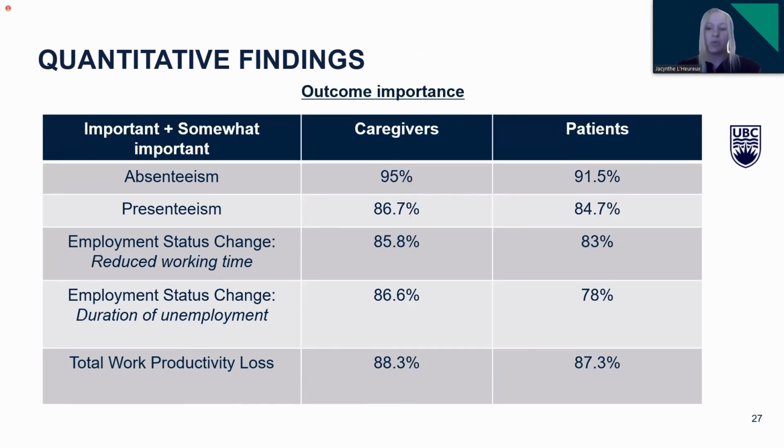Lastly, all work productivity loss outcomes were identified as important to somewhat important to report by 78 to 95% of patients and caregivers.